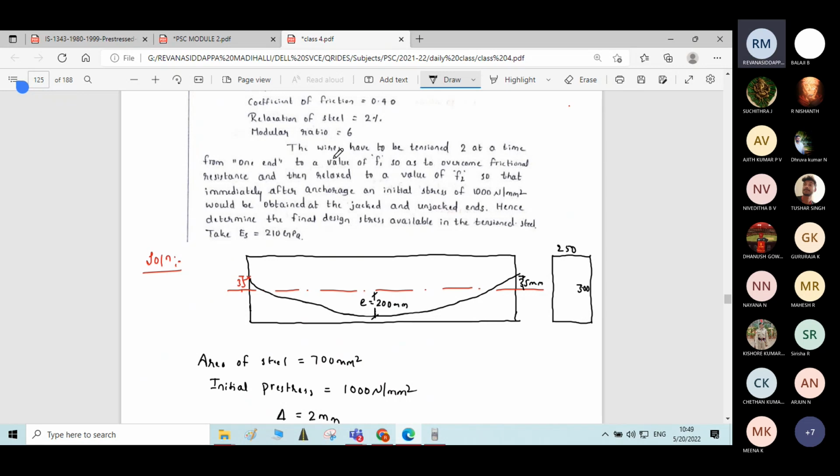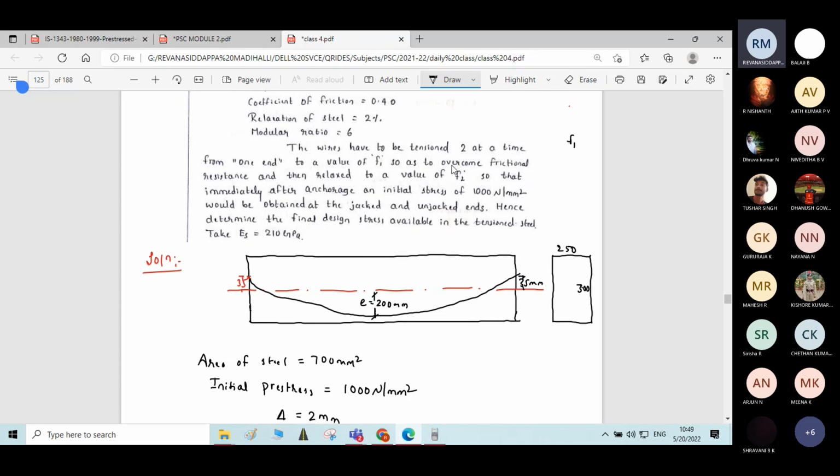Let us go through the question. The wires have to be tensioned 2 at a time from one end to a value of F1, so as to overcome frictional resistance, and then relax to a value of F2 so that immediately after anchorage an initial stress of 1000 Newton per mm square would be obtained at the jacked end. Hence determine the final design stress available in tensioned steel. Young's modulus of steel is also given.